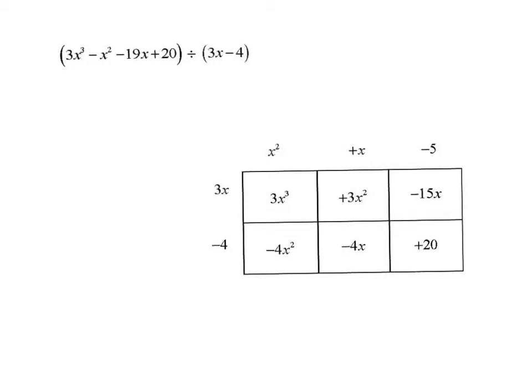Now in this case, the positive 20 is a perfect match with this positive 20. That means that our problem has come out even. Divisions don't have to come out even, though, just like in arithmetic. If this number were something other than 20, it simply means we would have a remainder. But we'll talk about that another time.